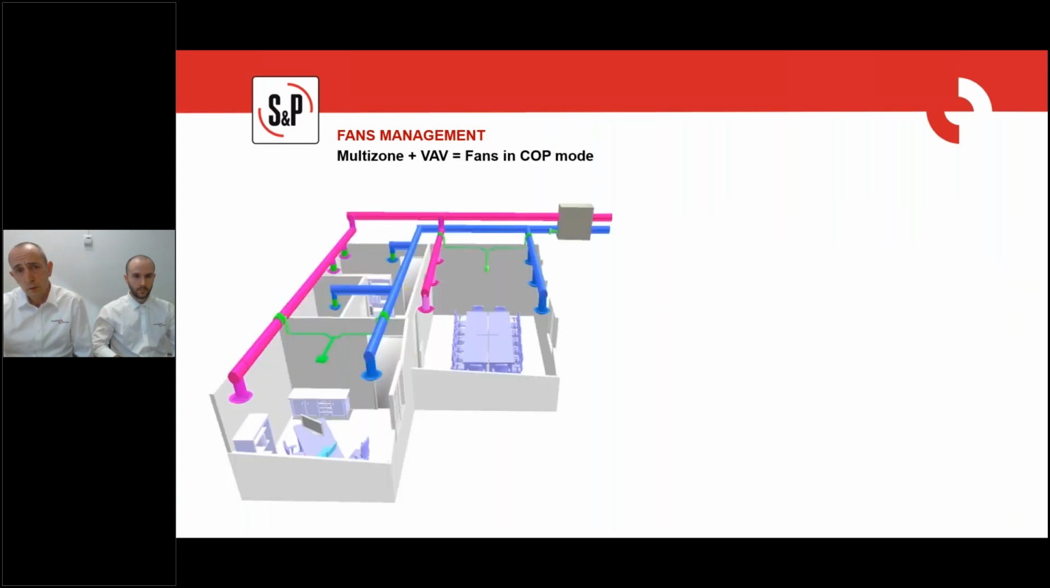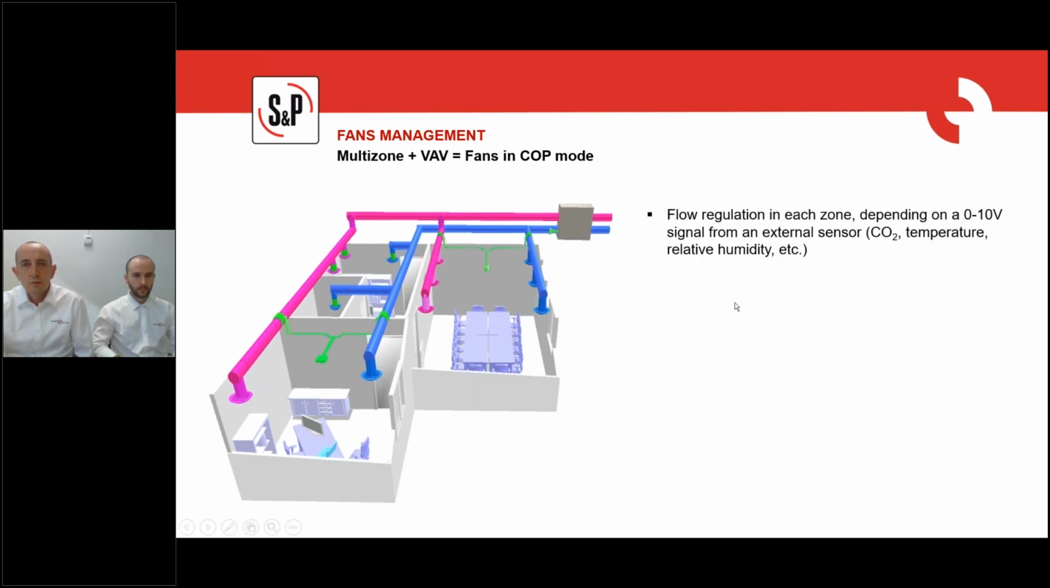Okay, and if we go a step forward, complicating the system a bit, we have the multi-zone combined with VAV regulation. In this case, what we have is one ventilation unit which ventilates different spaces, different rooms, and so what we have here are different subsystems, as you can see here.